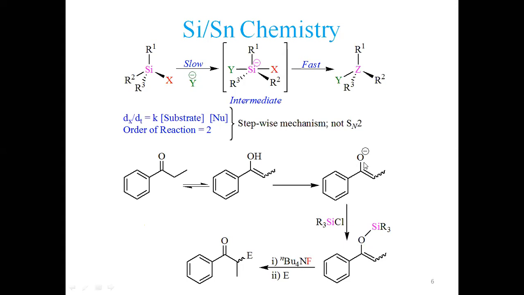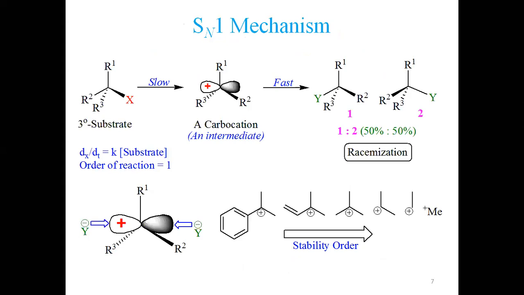It can be reacted with any electrophile to make a carbon-carbon bond. Now the electrophile shall add to this carbon, not to oxygen. This is the difference I am interested in presenting: silicon chemistry and tin chemistry are the same, but different from carbon chemistry. This is the entire purpose of explaining the difference between carbon chemistry and silicon and tin chemistry. Now I shall proceed to another type of mechanism, which we call the SN1 mechanism.